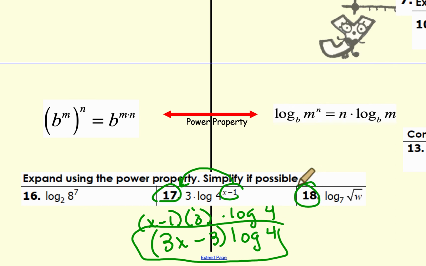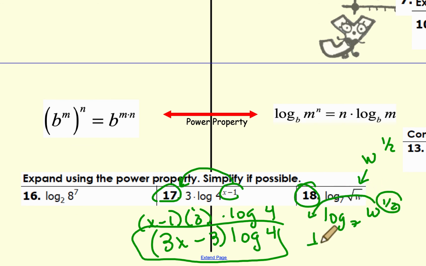Okay, so for expanding, which means we don't want it to just be a logarithm all by itself, I can't do that because I don't have an exponent here, but I can use what I know about exponents and fractions and rational numbers. Because w with a square root sign is the same as w to the 1/2. So what I really have is log base 7 of w to the 1/2, and the exponent becomes the coefficient.